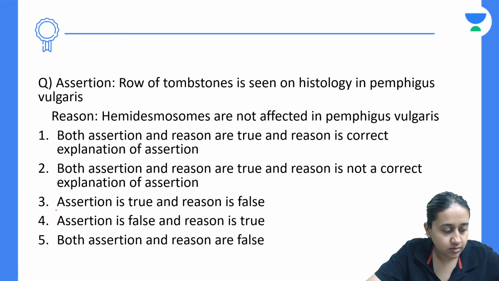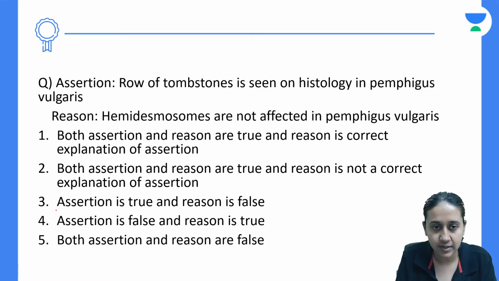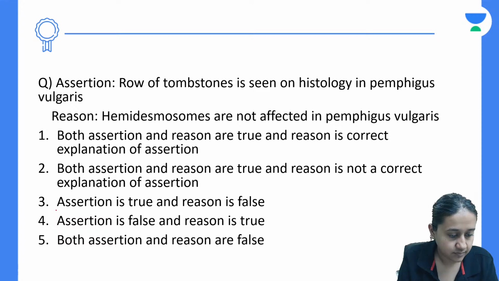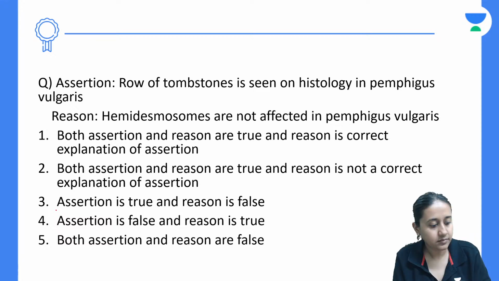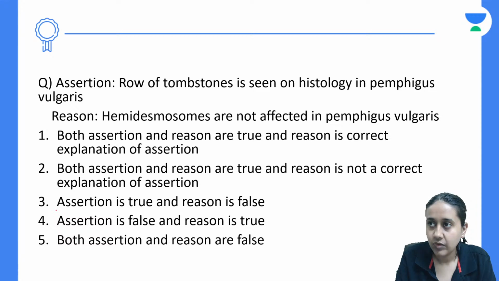Row of tombstone appearance is seen in pemphigus vulgaris. Hemidesmosomes are not affected in pemphigus vulgaris. What is the answer? Anyone?